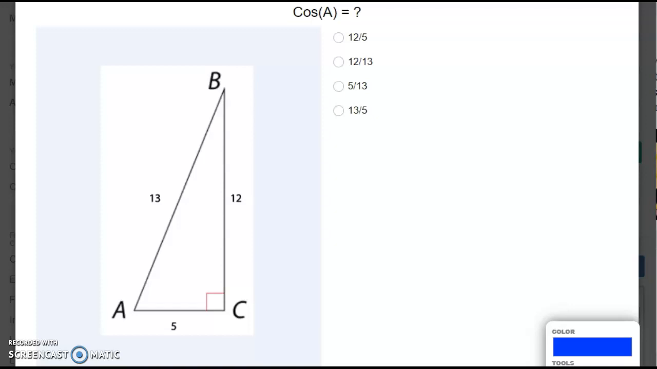Now, what about cosine of A? Cosine of A is adjacent over hypotenuse. It's also 5 over 13.